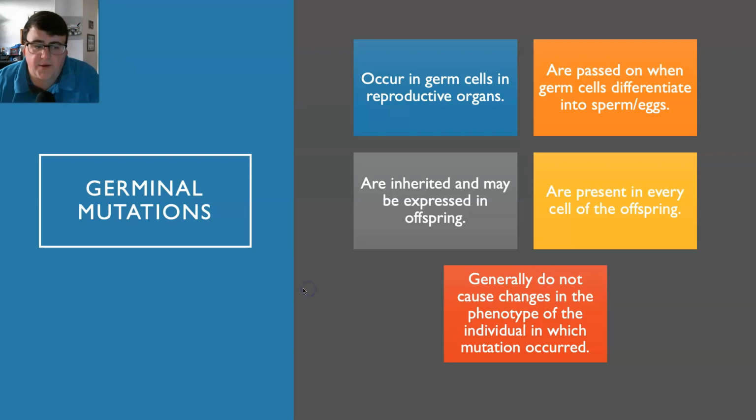Whereas germinal mutations occur in reproductive organs, and they'll be passed on when the germ cells differentiate into sperm or eggs, and will then be inherited by any offspring that are conceived after that mutation. That means once that happens, they'll be present in every cell of that offspring. They generally don't cause changes in the phenotype of the individual in which they occur, but obviously they will cause phenotype changes in the individual's offspring.